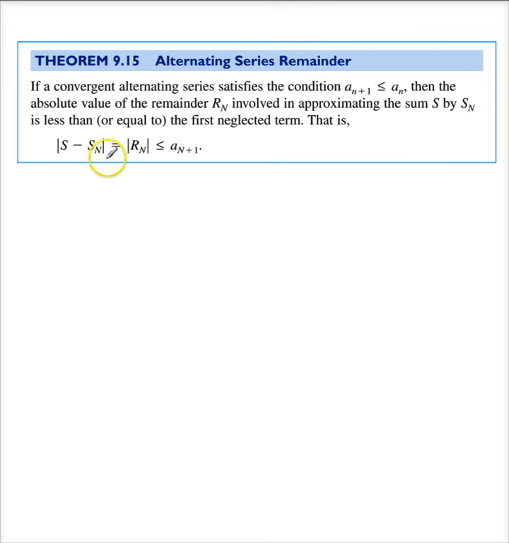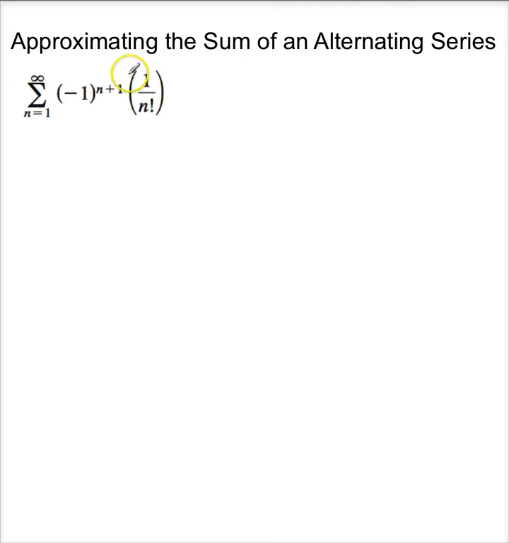So s minus s sub n is going to equal the remainder. Remember, this is our remainder. And that's less than or equal to the value of the next term, and this is, of course, positive. Let's see how we would use this.